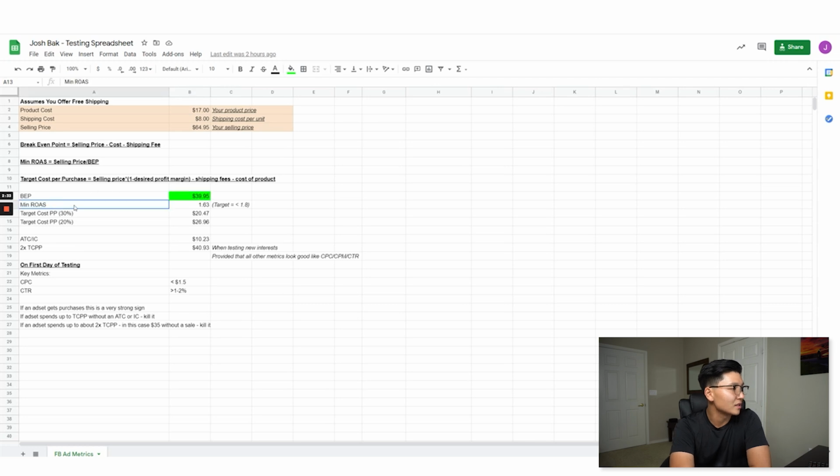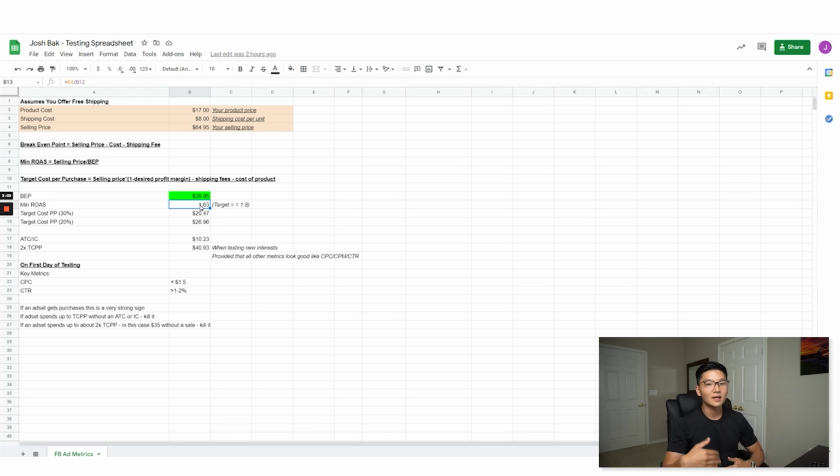The next number is the minimum return on ad spend. This is your selling price, so $65, divided by your break-even point, which is $40. So this means that my minimum ROAS for this product is 1.63. Generally, as a target, I always look for a minimum ROAS of about 1.8 and lower. If it's in the 2s or 3s, it's very unrealistic and very difficult to maintain that level of return, so you're going to have to work really hard on Facebook. With this one, minimum ROAS is 1.6. It's below my target. Things are good, right?